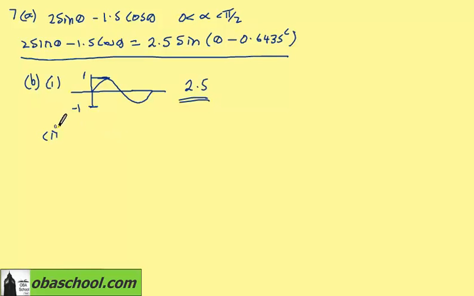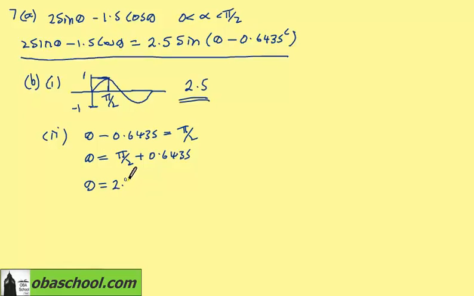Now in part 2, we want the value of theta at which the maximum occurs. This maximum here occurs at pi by 2. So we have to have that theta take away 0.6435 is equal to pi by 2. So theta is going to be pi by 2 plus 0.6435, which is 2.21 radians.